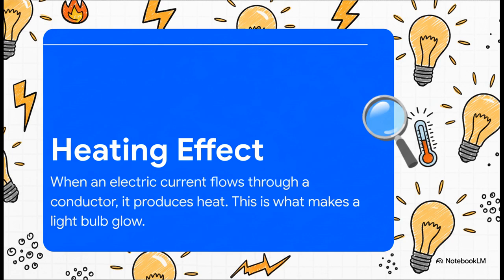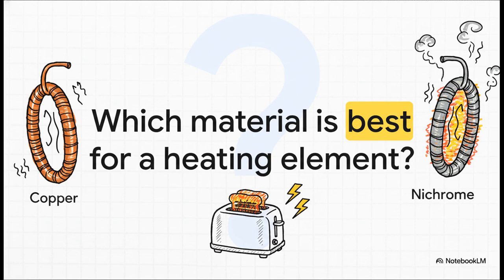This is precisely what makes the tiny wire inside a light bulb get so incredibly hot that it literally glows bright. So, with that in mind, let's say you want to build something that gets really hot on purpose, like an electric heater. What material would you use for that job? Would you pick A, copper, which we know is a great conductor, or would you pick B, nichrome?